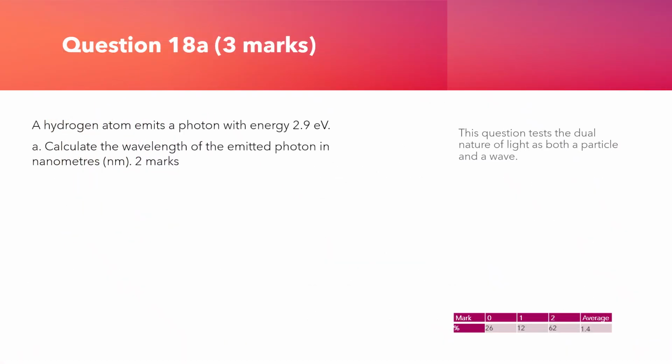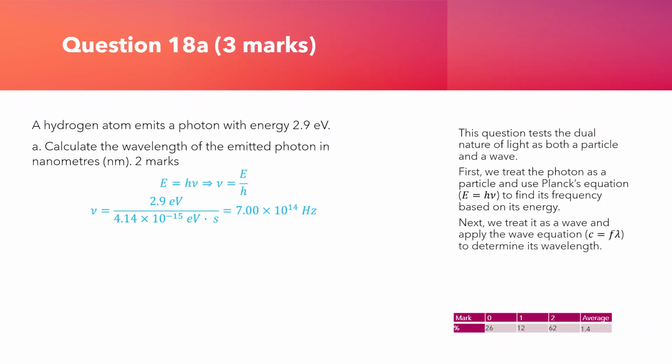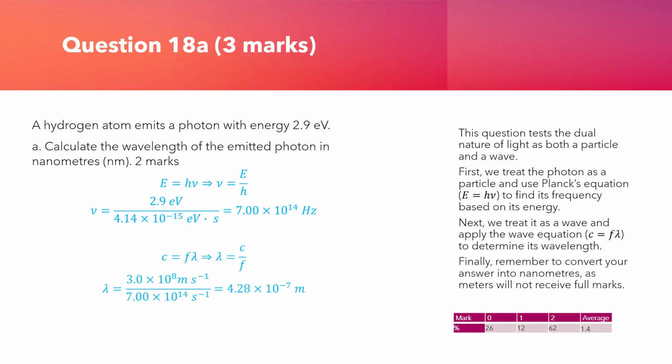This question tests the dual nature of light, as both a particle and a wave. First, we treat the photon as a particle and use Planck's equation to find its frequency based on its energy. Next, we treat it as a wave and apply the wave equation to determine its wavelength. Finally, remember to convert your answer into nanometers, as meters will not receive full marks.